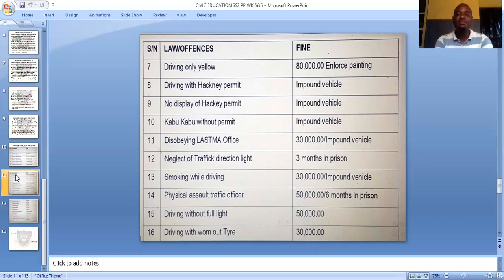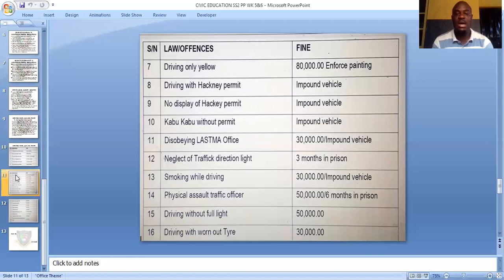Then driving without acne permits, impound vehicle. No display of acne permits, impound vehicle. Kabu kabu without permits, impound vehicle. Disobeying last man office, that is a 10,000 naira fine or impound vehicle. Number 12 there, neglect of traffic direction light, 3 months in prison.